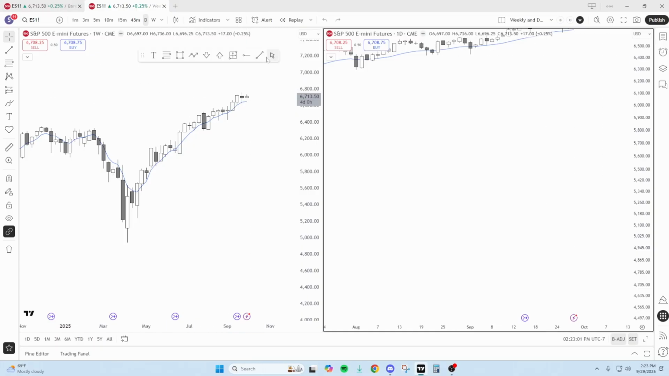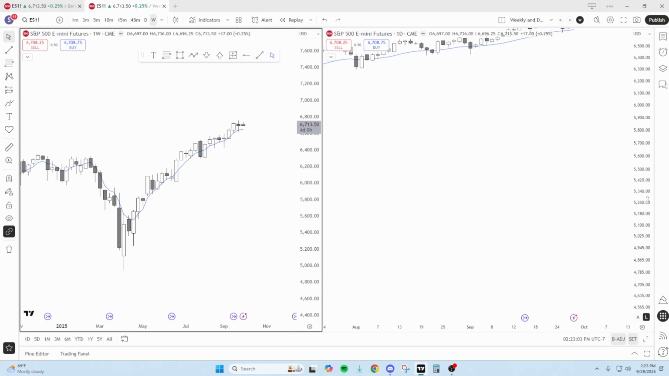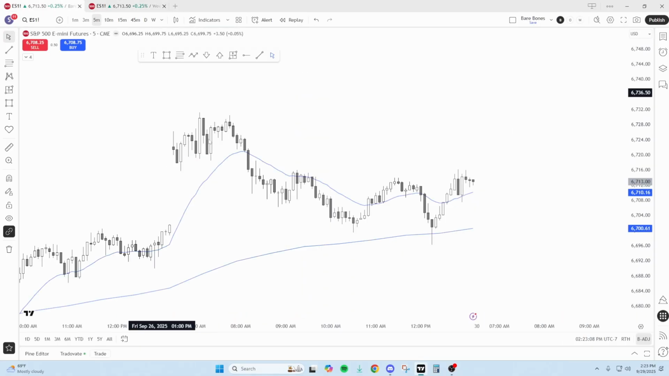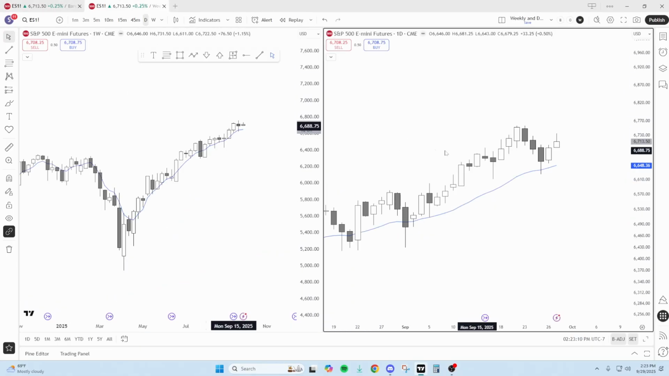So we're approaching, this is the weekly chart, this is the daily chart. We're approaching the EMA. This is the daily EMA. It's not the same as the 45-minute EMA, but just think about this. We're approaching, look, we touched the EMA and we went sideways. Touched the EMA, and we're going sideways.